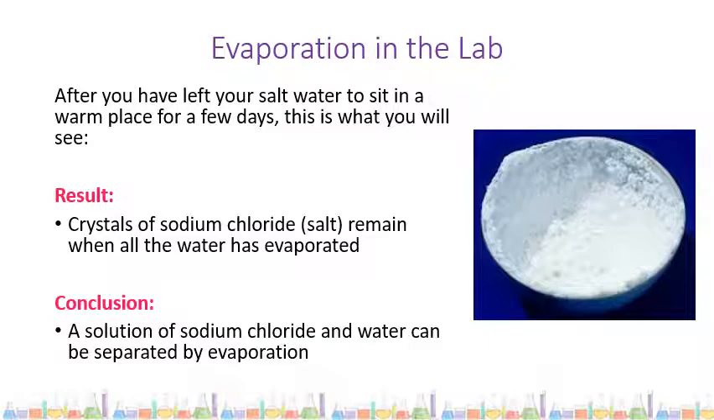And if you do it like that, what you'll get is, like you can see in the evaporation dish over here, all the crystals of salt that have formed. The crystals of salt that you'll get from this are usually quite small, but you can see them here nonetheless. So the result here is that you get crystals of sodium chloride, which is salt, that are remaining when all of the water has evaporated. And the conclusion, what we can tell from this, is that a solution of sodium chloride and water can be separated by evaporation.